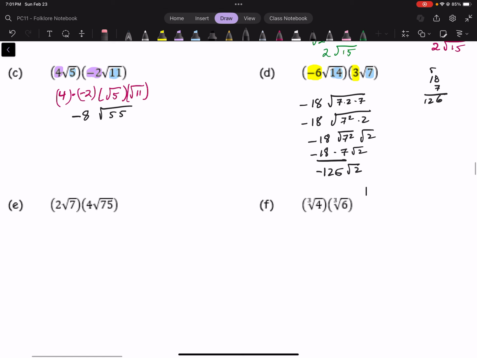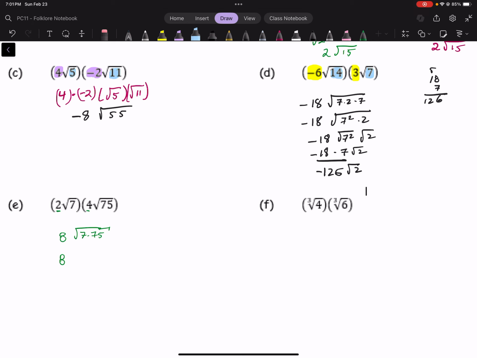Okay, I think we're sort of on a roll here. So I'm just going to very quickly do E. So if I do E, I'm going to multiply my coefficients. So that would be 8 root 7 times 75. That's the thought that I have in my head. Now, I'm going to ask myself, perhaps, does there exist a perfect square factor of 7 and 75?